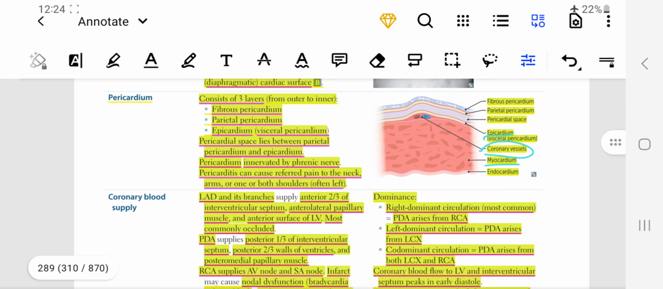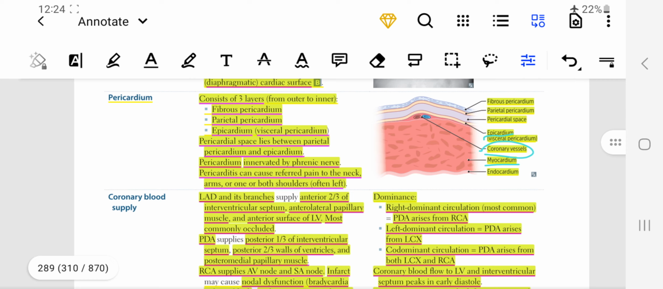Then we have pericardium, which consists of three layers: fibrous pericardium, parietal pericardium, then visceral pericardium. Visceral pericardium is also called epicardium. Pericardial space lies between parietal and visceral pericardium. Pericardium is innervated by phrenic nerve. Pericarditis can cause referred pain to the neck, arms, or one or both shoulders, often left.